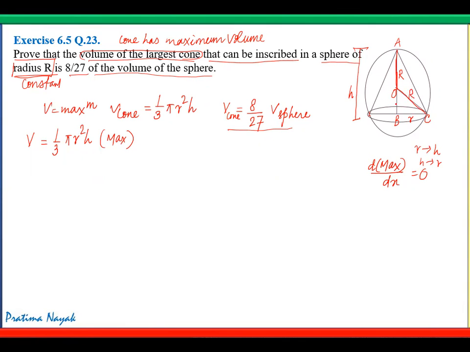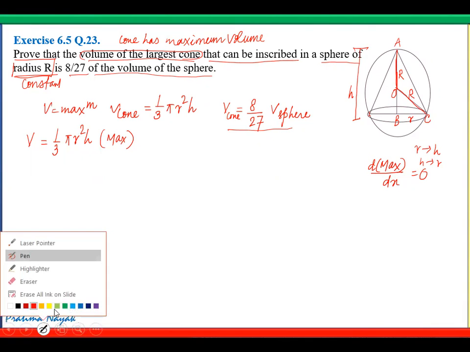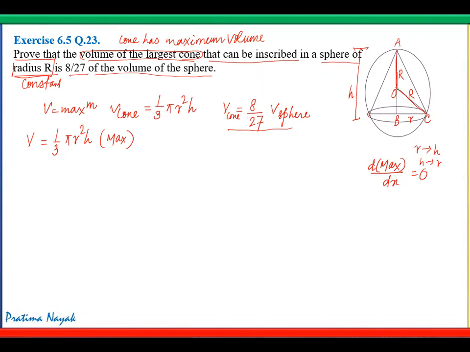So what I'll do is, in triangle OBC, I'll apply the Pythagoras theorem, which gives me the relation between r, h and capital R. OA is equal to R, so I can get OB. Because see, AB is equal to h, the whole AB is equal to h, and OA is equal to R, then OB is equal to how much? h minus R.